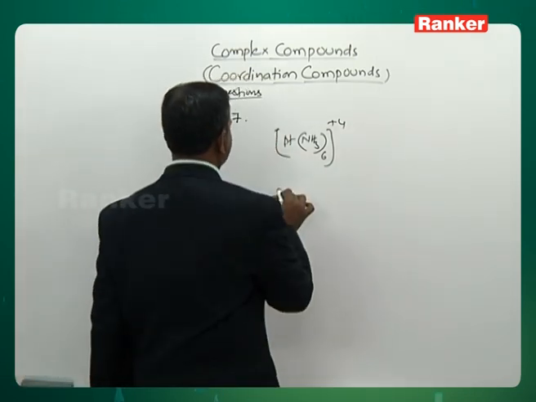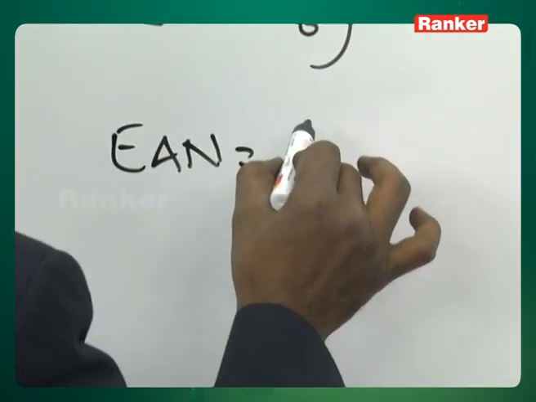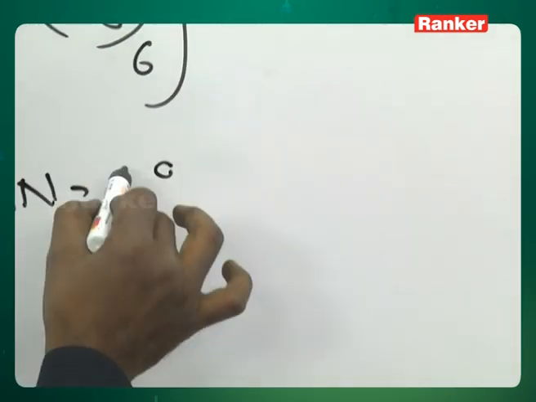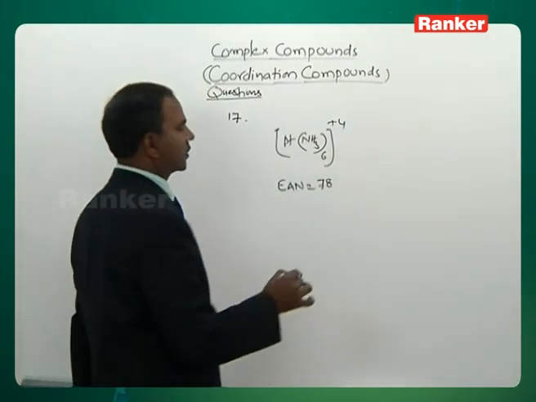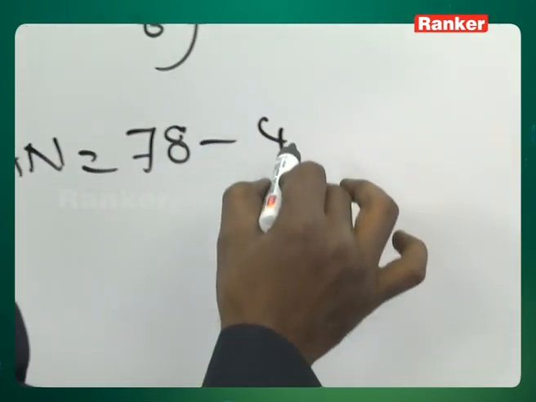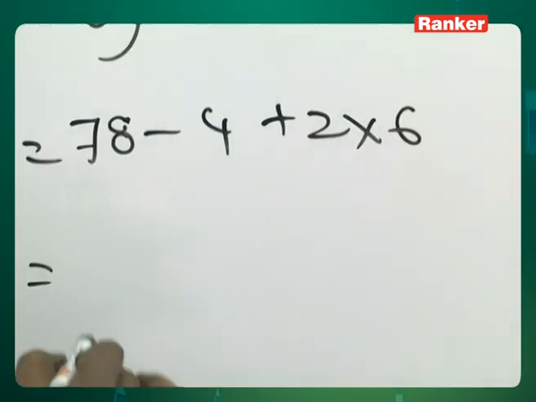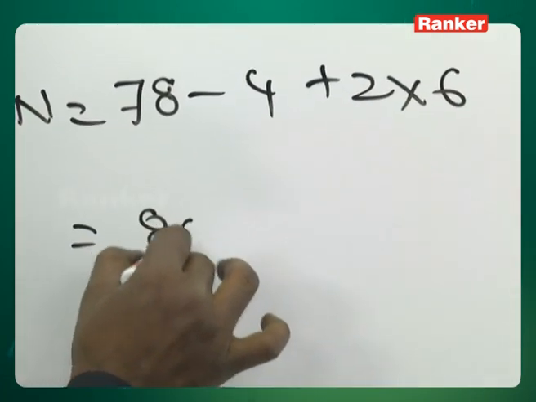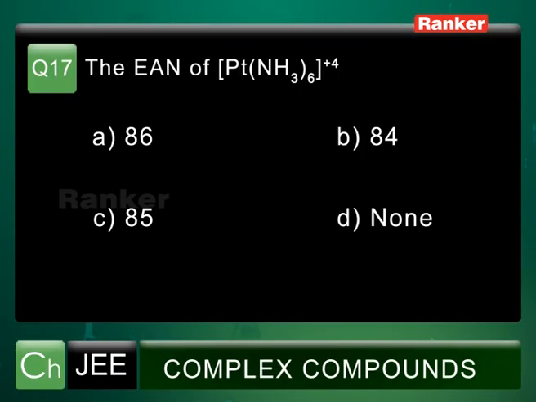So, EAN means what? EAN is equal to the atomic number of the metal ion. What is the atomic number? 78. Atomic number minus oxidation number. So, what is the oxidation number? Plus 4. So, it is minus 4, plus 2 into coordination number 6. This is coming to be what? 86. The EAN of this particular complex is about 86. So, the answer is A.